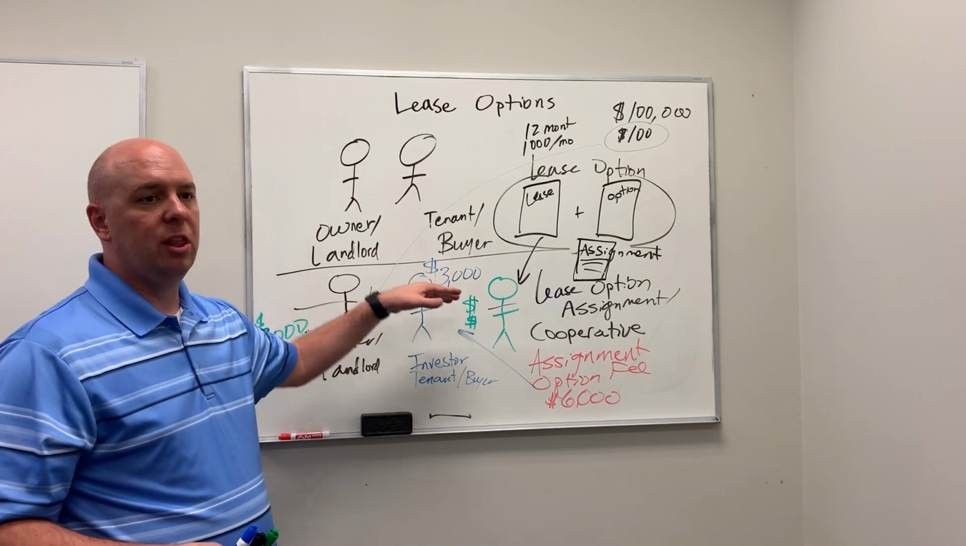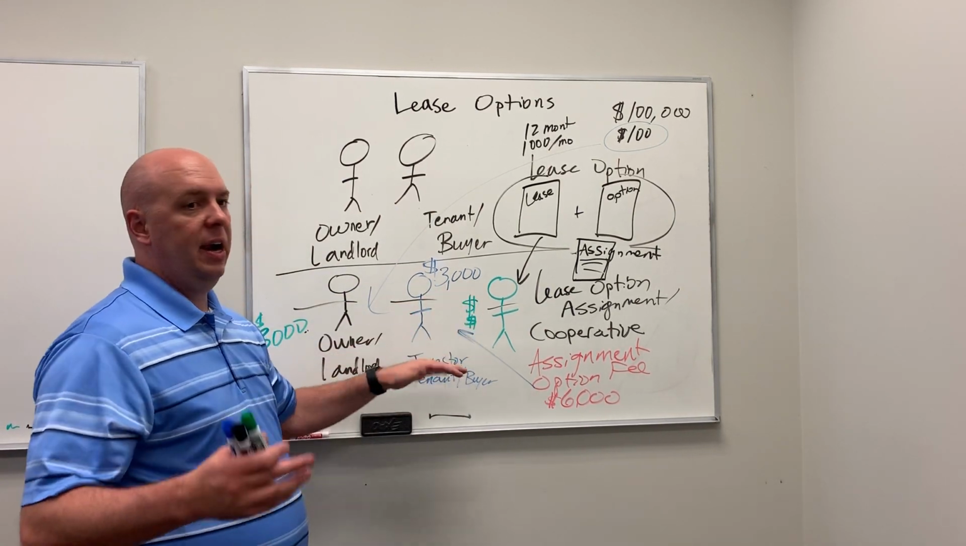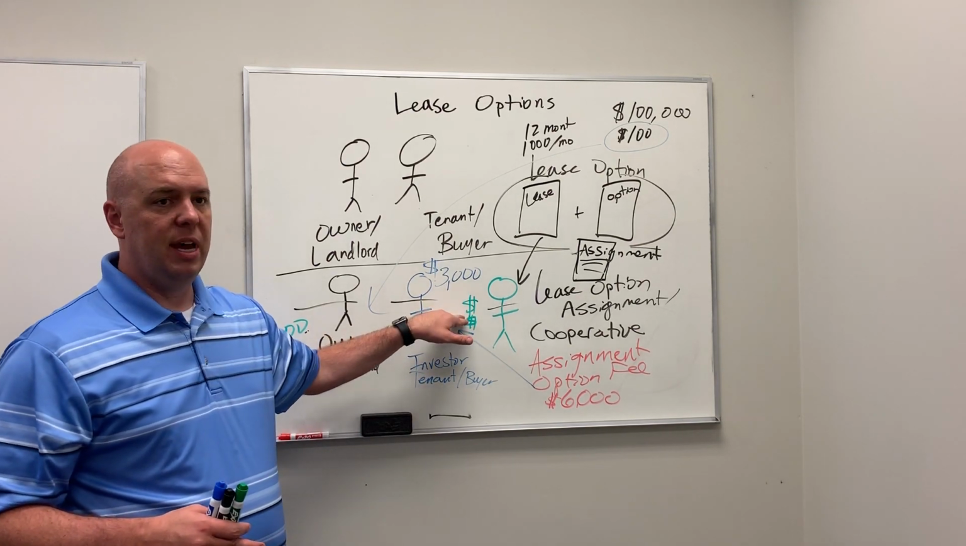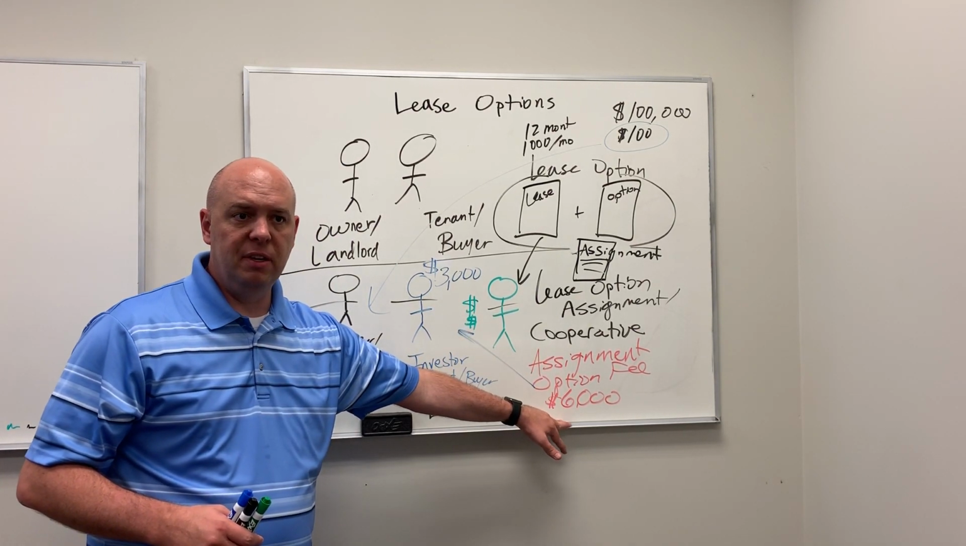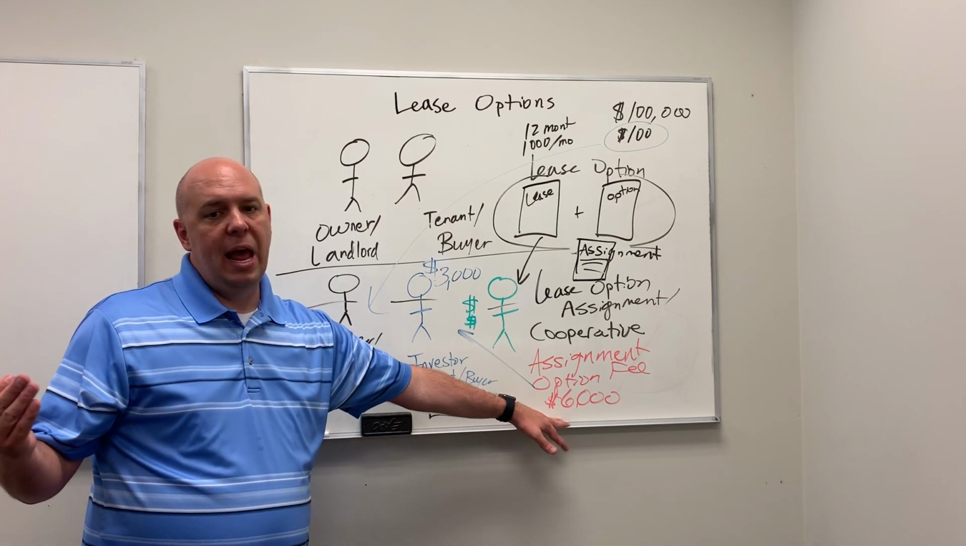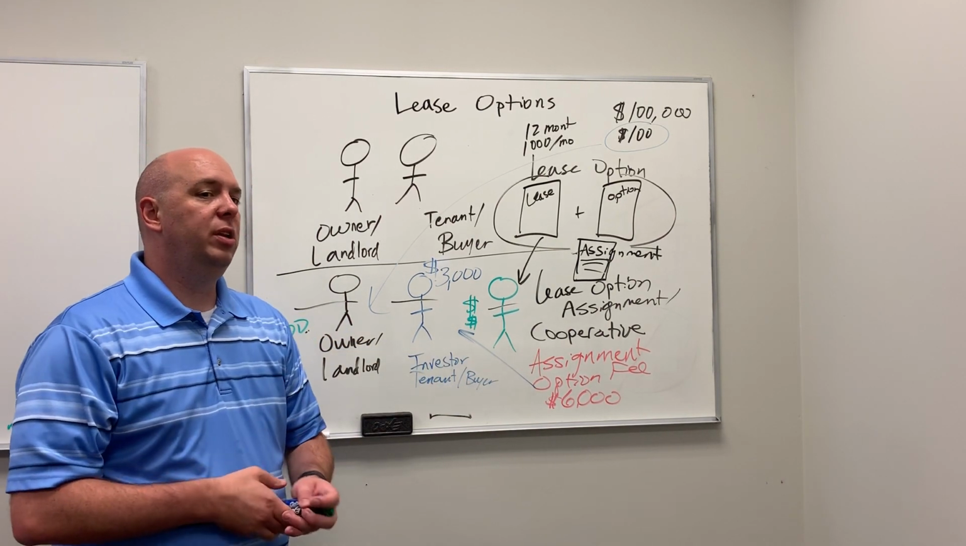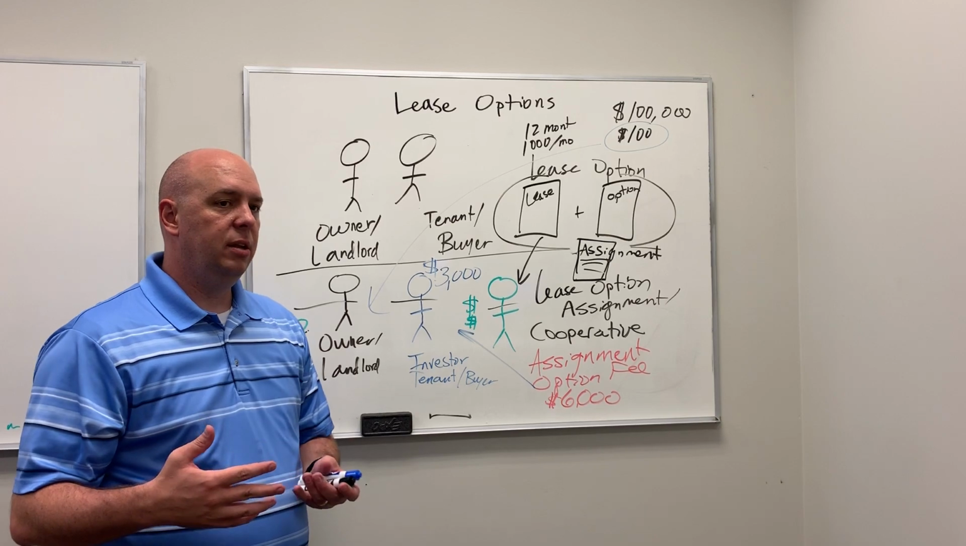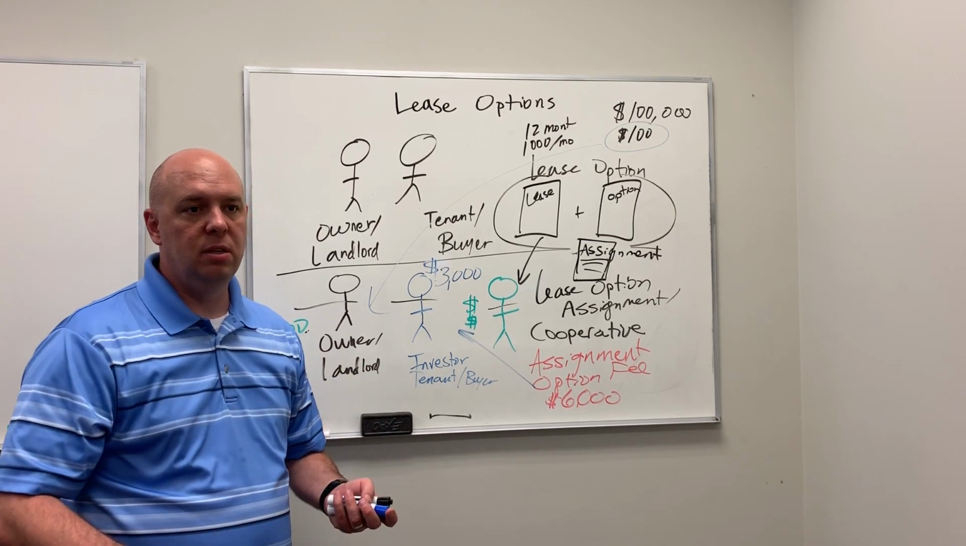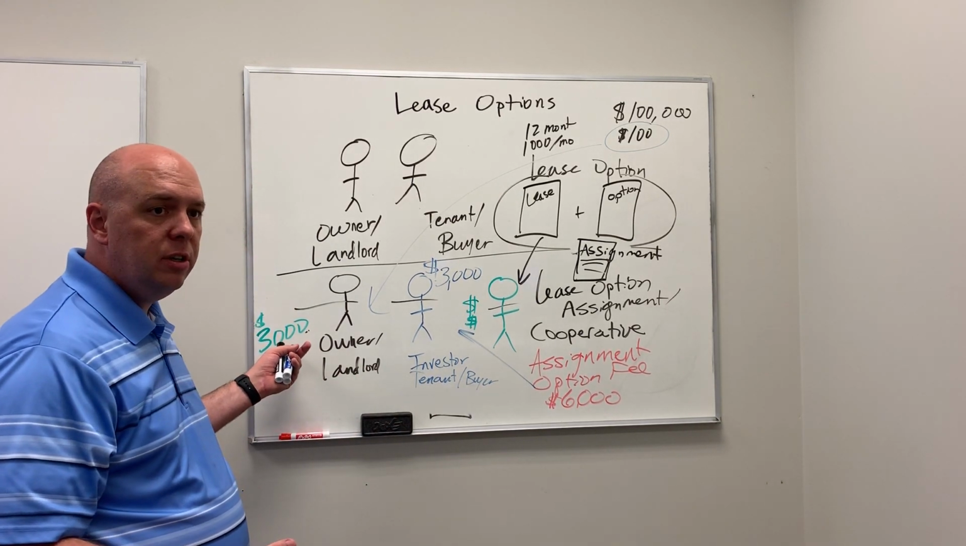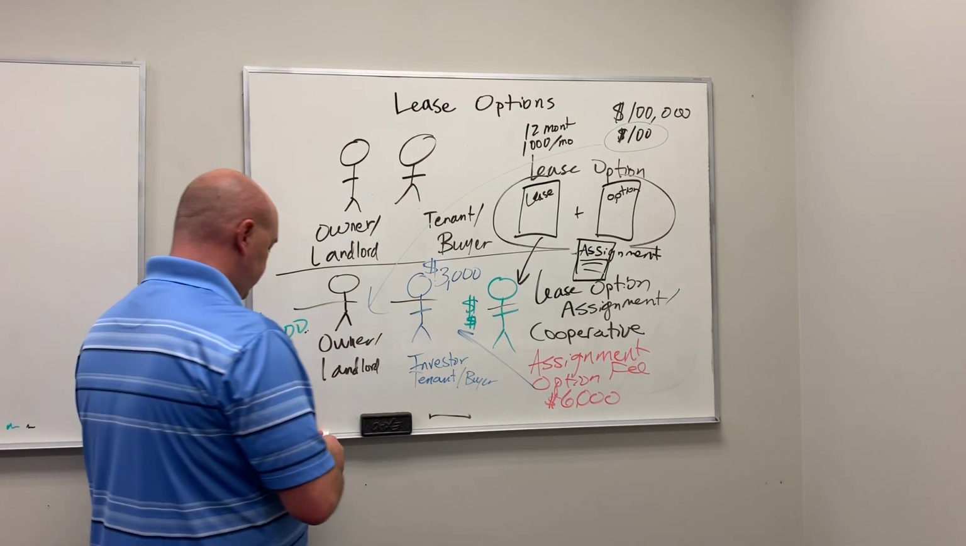So even if you only make $3,000, then you're fine. You know, if you're splitting it $3,000 and $3,000 from that $6,000 option fee assignment, so you both come out happy. But a lot of times they don't need all that. A lot of times you can negotiate as little as just 1 month's rent. So maybe $1,000, and then you keep the rest.